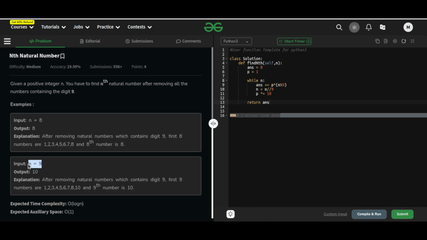Similarly, if n equals 9, then we are returning 10 because after 8 there is a 9 which we have to skip, and then the ninth natural number is 10 and that is what we are returning. So that's about the problem statement, folks. Now let us discuss the solution of this problem.